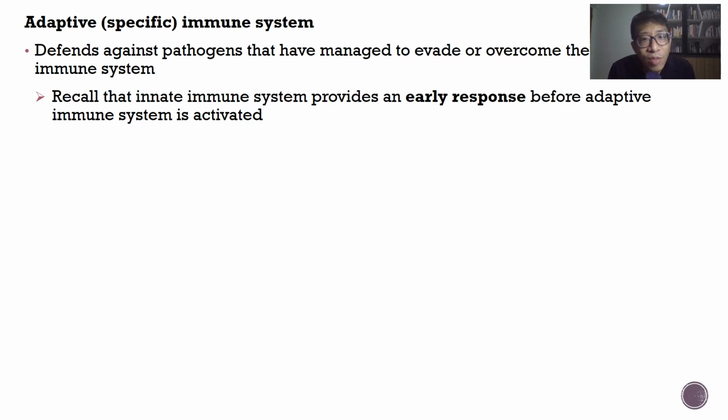Okay, so if the innate immune response, the early response, is able to clear the infection, then the adaptive immune system would not have to be triggered. But of course, if the pathogens are able to evade the innate immune system, then the adaptive immune system would kick in to clear the pathogens.